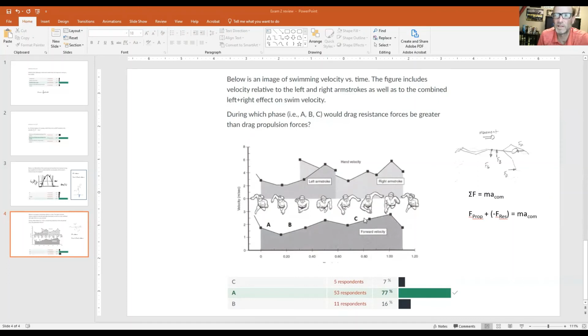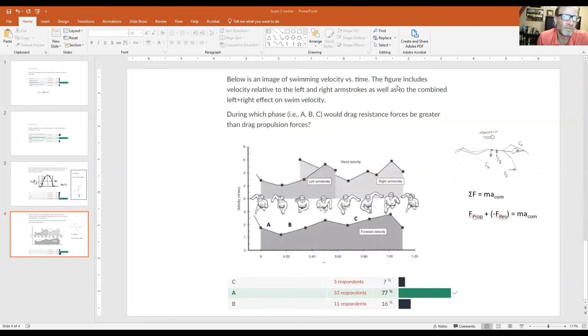So step 1 of the kinetic analysis, identify forces acting on the object. Step 2, pick a direction. And in this case, we're interested in the horizontal direction. So we only deal with horizontal forces. So I've got drag resistance and I've got drag propulsion as horizontal forces. Add up all the forces acting on the swimmer in that dimension, and we get the product of mass of the swimmer times the acceleration of the center of mass in that direction. So we have two forces, propulsion, which is going to be positive, and drag resistance will be negative.